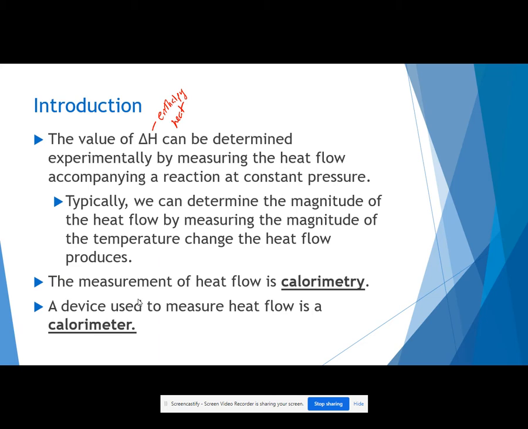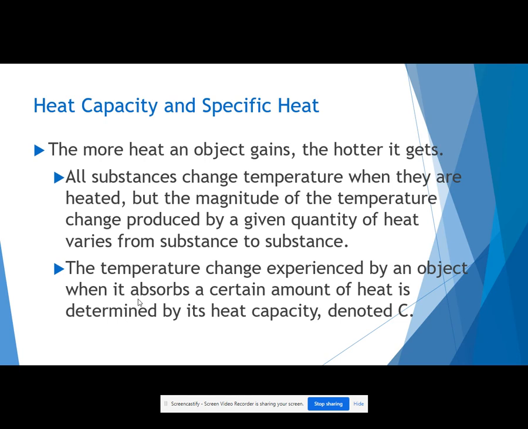And the device we use to measure heat flow is called a calorimeter, which we'll be doing in lab, building a calorimeter and doing a calorimetry lab. So the more heat an object gains, obviously the hotter it's going to get. It's gaining more energy. Now, all substances change temperature when they're heated, but the magnitude of the temperature change produced by a given quantity of heat is going to vary from substance to substance. So some things heat up faster than other things.